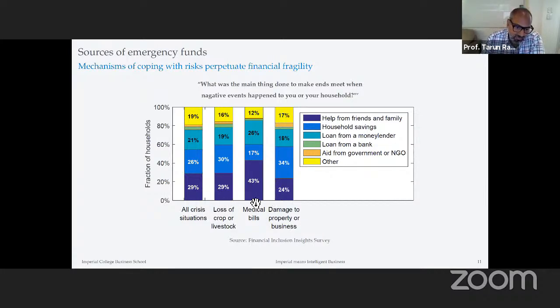So you can see that, for example, for medical bills, 43% of the financing is coming from help from friends or family. This is on the extensive margin, the fraction of households. 17% internally financed from household savings. 26% from a loan from a money lender, and you can imagine the interest rates. I'm going to show you a plot on that going forward. And only, when we look at formal loans from a bank, or, even if we were to charitably believe that other is from formal financial sources, which is very unlikely, or even aid from a government or NGO, you see that those are very, very tiny amounts in comparison to the vast amounts that are coming from informal sources.